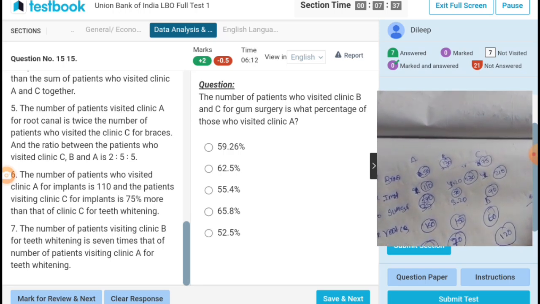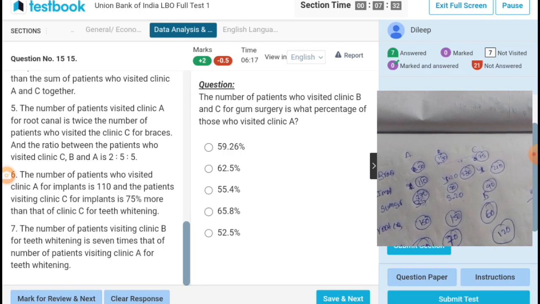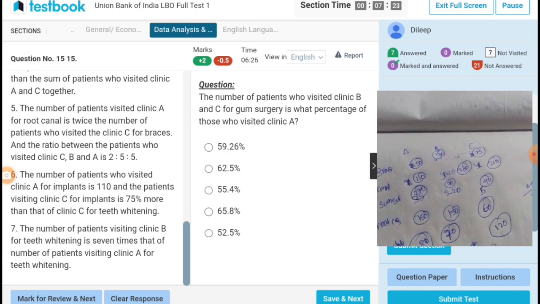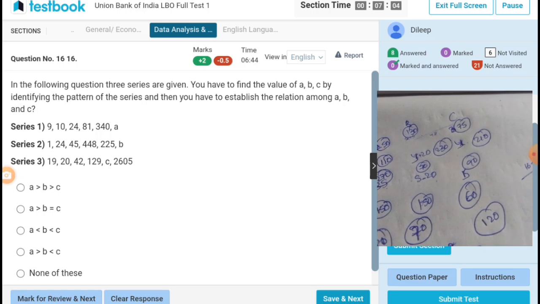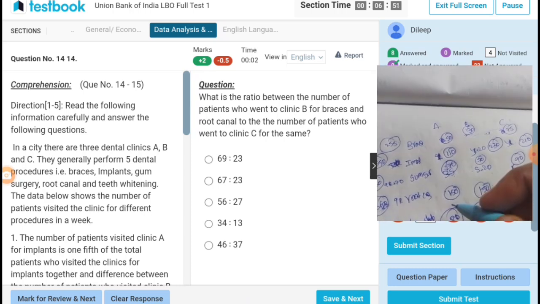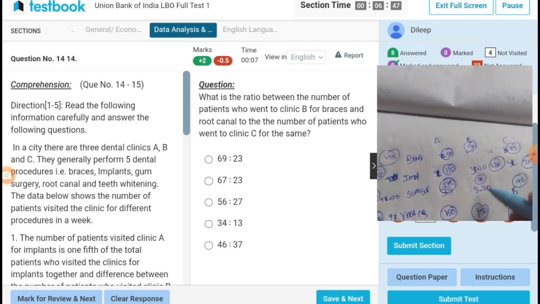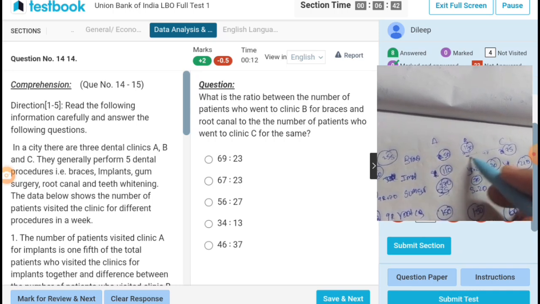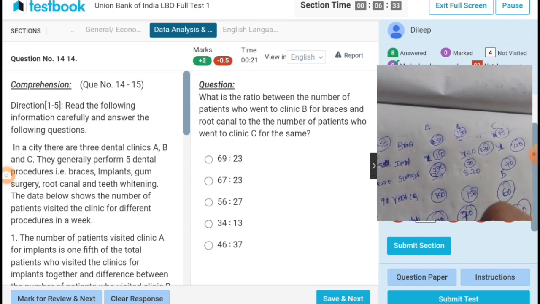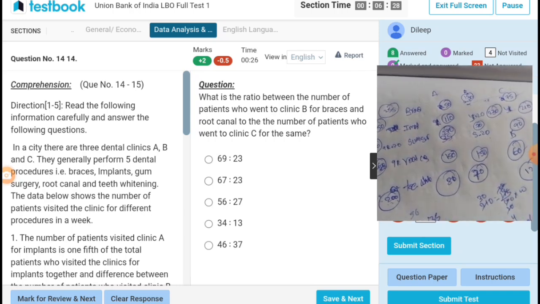clinic A, 216, 243. Next, 16. The ratio between the number of patients who went to clinic B for braces and root canal, C for braces and 135, 56:27.